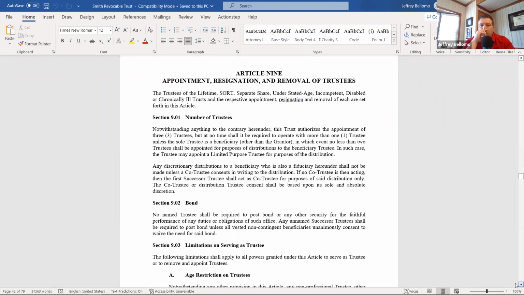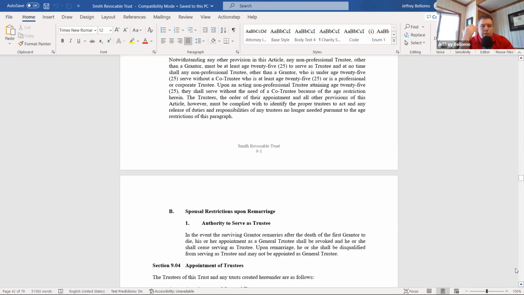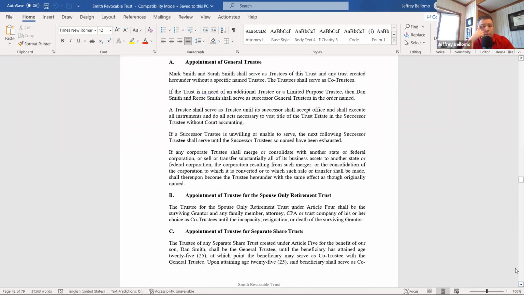Article 9, this is where we talk about the trustee of any of the trusts that are being set up. Of course, remember, during lifetime, it is me, right? And then in this situation, it will be Dan and then Reese. I have the ability to serve as trustee. The appointment of trustees, it's me first and my wife, Sarah, assuming that I'm Mark.